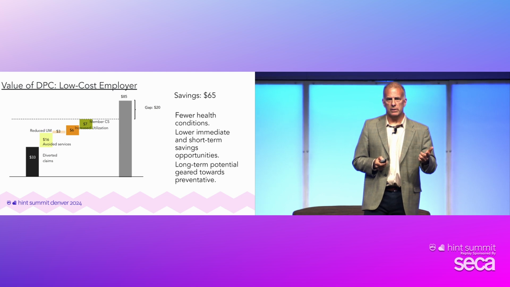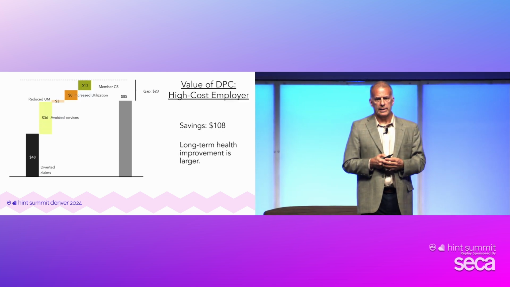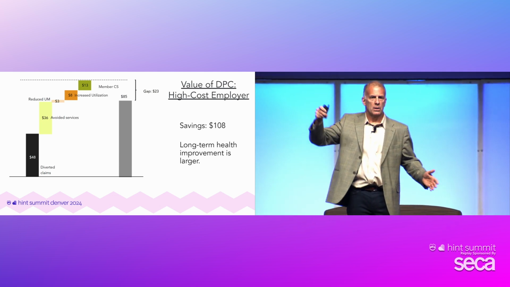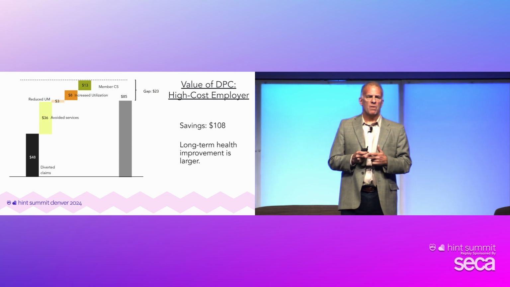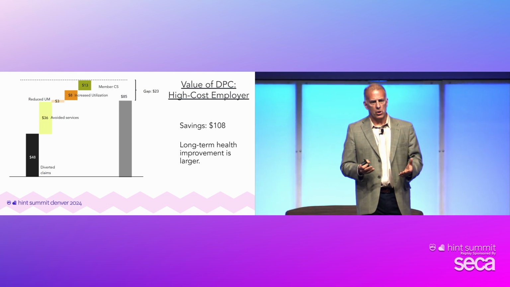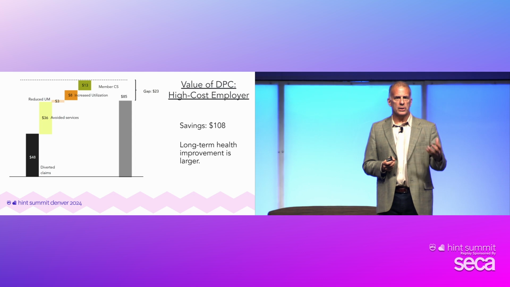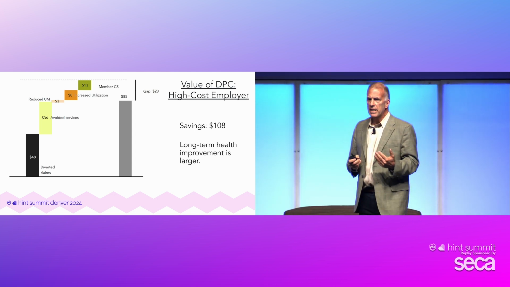We saw low cost. Who wants to see high cost? So this is what high cost looks like. Now you have a gap, but it's completely the other way, right? Everything is stretched out. There's way more diverted claims. There's more avoided services. Everything has gone up. The value has gone up. The savings has gone up. So on a higher cost employer, you actually have a better chance of producing meaningful savings here.